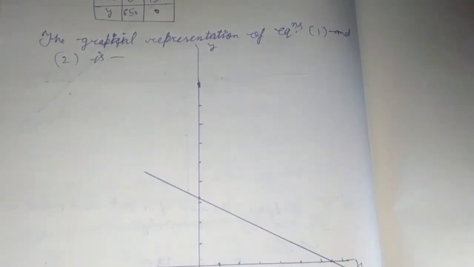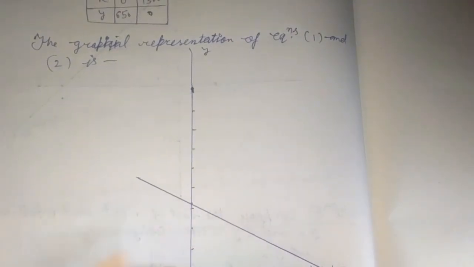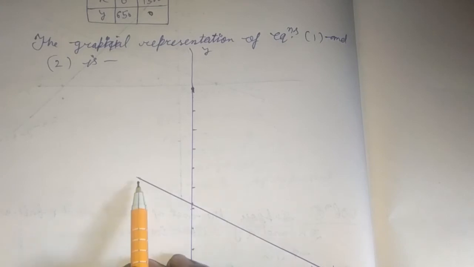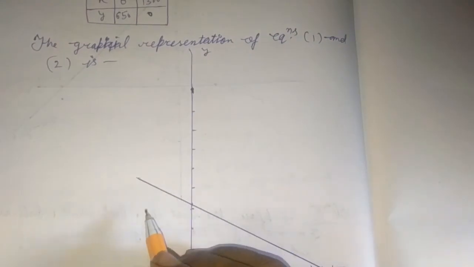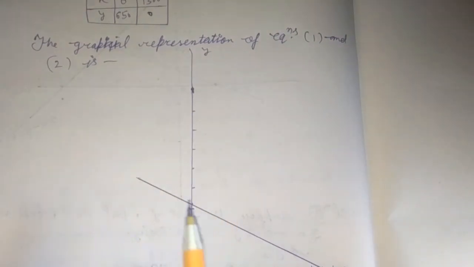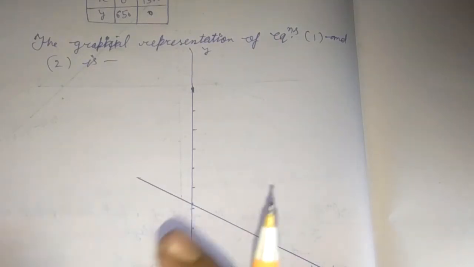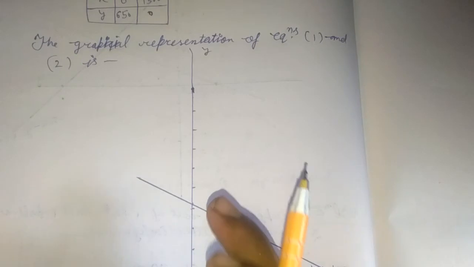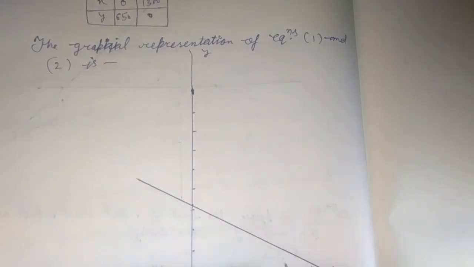When we also draw the graph of equation 2, it will coincide with the graph of equation 1. So we can say that both lines are coincident, meaning the first line is covered by the second, or the second line is covered by the first. So it represents both linear equations.